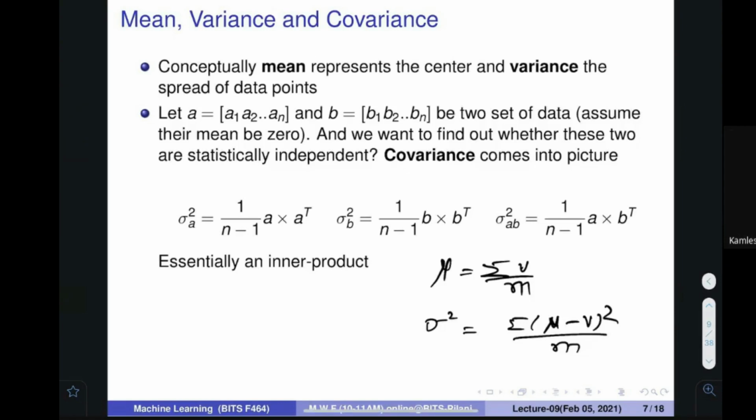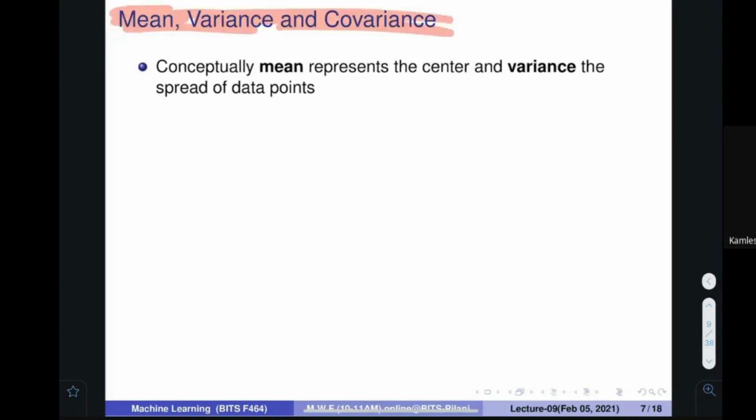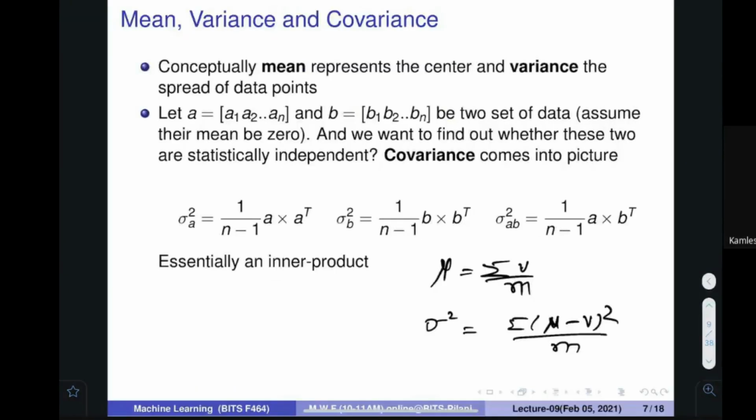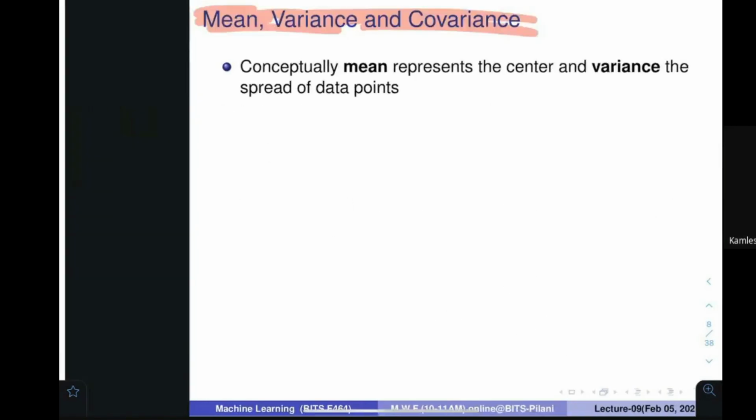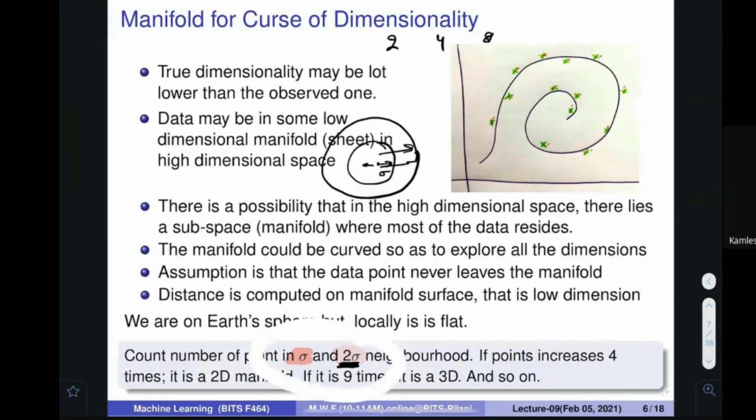Sir, could you please repeat the previous point? What was the previous point? Sanidhya, tell me something. Is this the point? Yes or no? Yes. So this is a simple point.